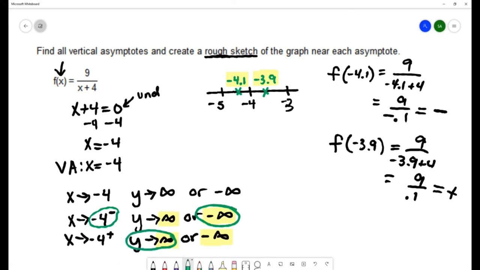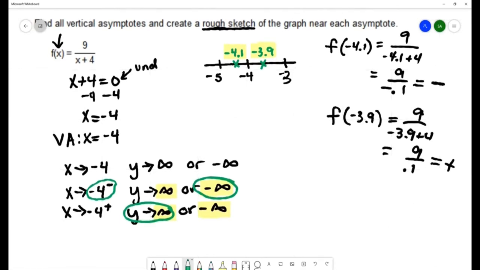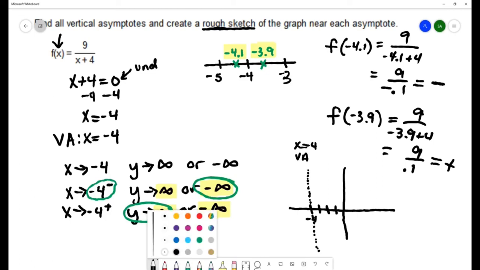So now I'm going to be able to draw the sketch of what is happening near x equals negative 4. So I would have my coordinate plane, and I'm going to count over to negative 4. And at negative 4, we usually draw a dashed vertical line to indicate the location of that vertical asymptote at x equals negative 4. And then as we approach negative 4 from below, we're going to go to negative infinity.